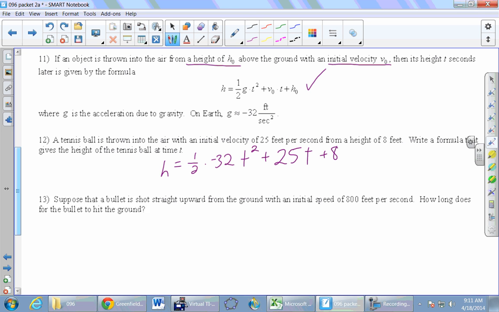And so the only thing I'll do is just do this multiplication right here. This guy really becomes negative 16, right? 1/2 times negative 32.